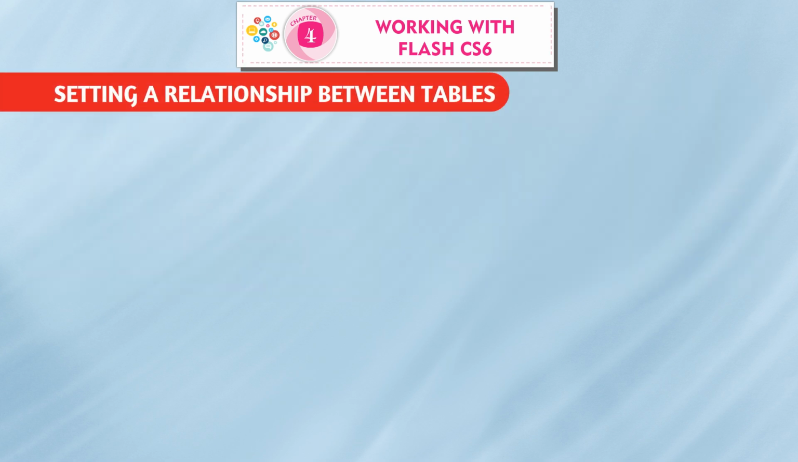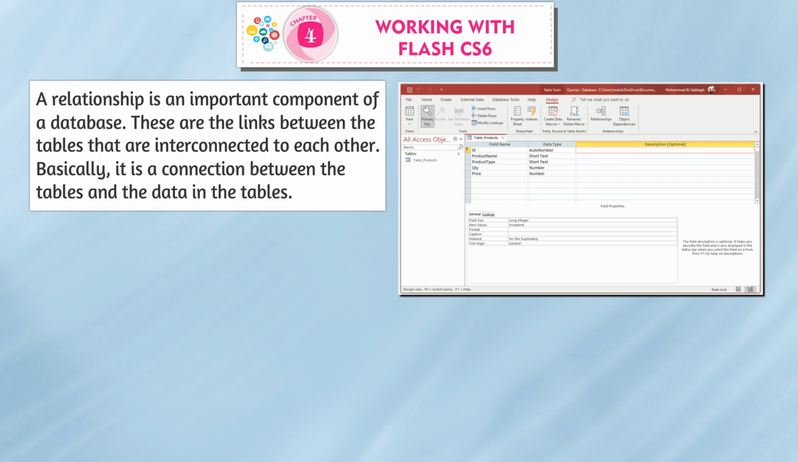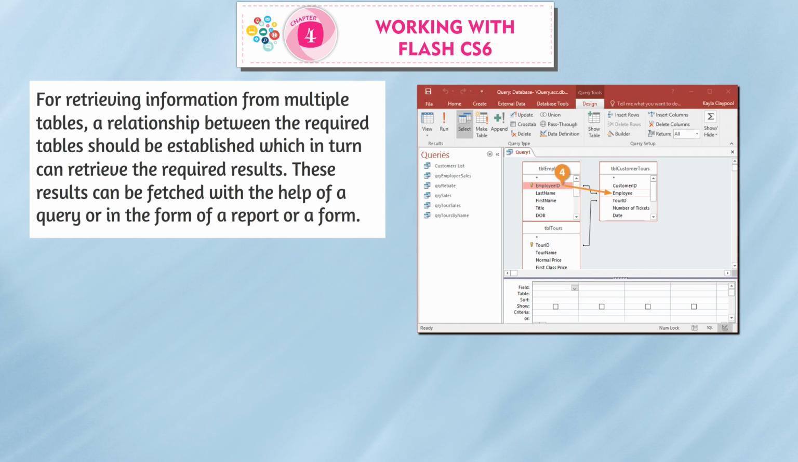Setting a relationship between tables. A relationship is an important component of a database. These are the links between the tables that are interconnected to each other. Basically, it is a connection between the tables and the data in the tables. For retrieving information from multiple tables, a relationship between the required tables should be established, which in turn can retrieve the required results. These results can be fetched with the help of a query or in the form of a report or a form.